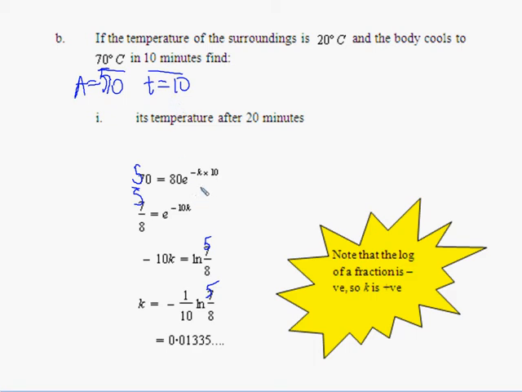With the 10, and if you find e to the minus 10k equals 5/8, minus 10k would be log of 5/8, so k would be minus 1/10 log of 5/8, or that amount there. Just be wary that k is going to be negative because we're dividing by the negative there. Log of 5/8 is going to be negative, so the whole thing looks negative, but it's actually positive.